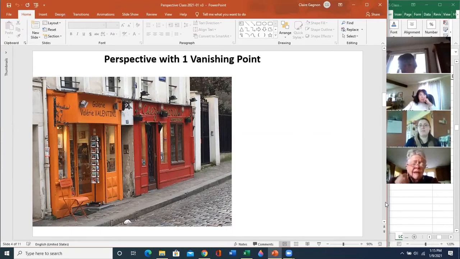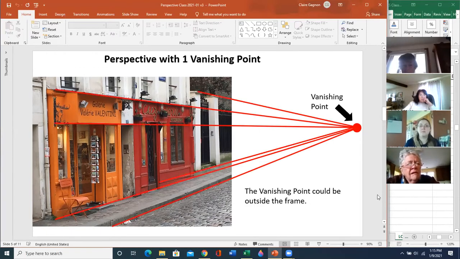So if I go to the next photo, here I put the vanishing point. In this case, the vanishing point is outside the frame because the lines point towards an area that is over here. So the sidewalk points to the vanishing point, both sides of the sidewalk, and also the top of the storefronts, the angle points there. And there's a door here in this area with two white columns on either side. Well, the top of the columns also point towards the vanishing point.